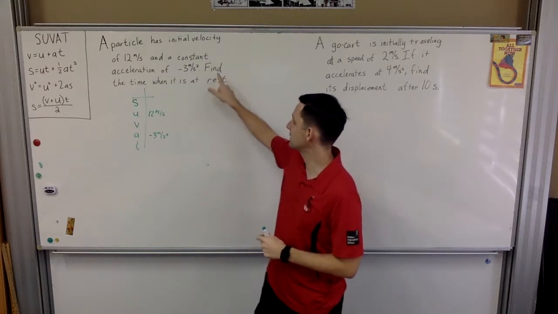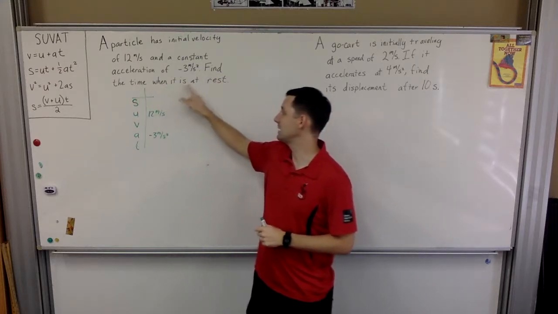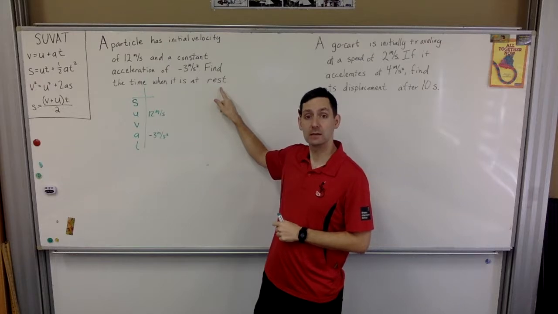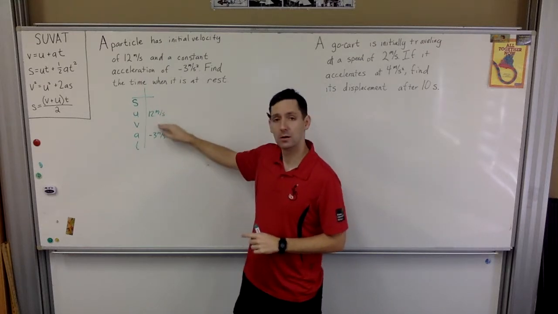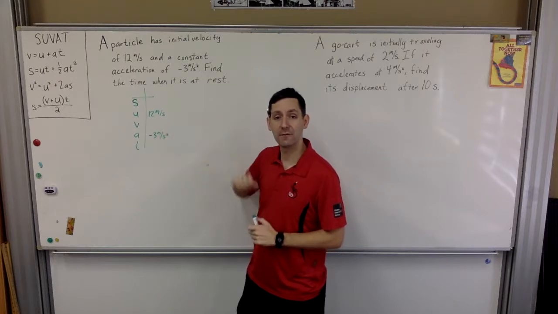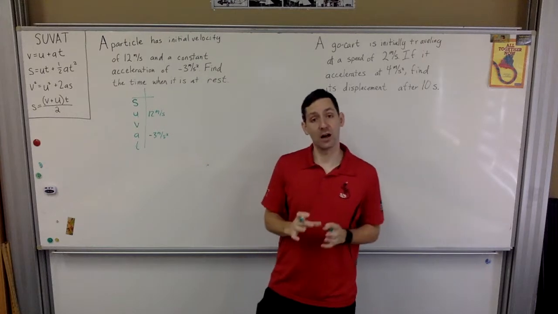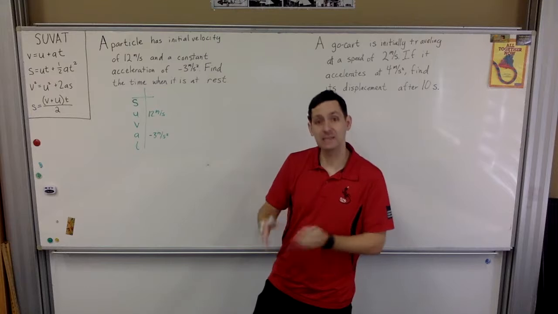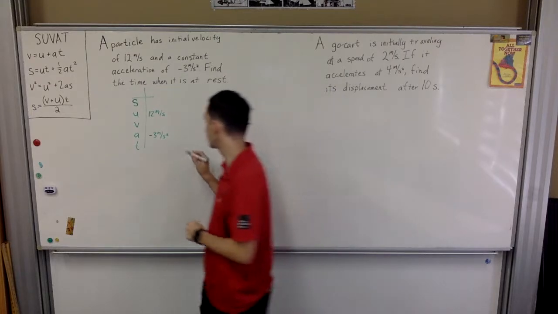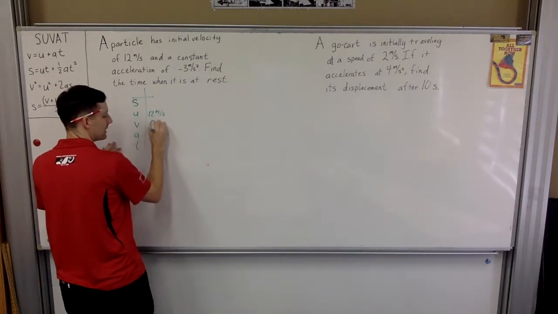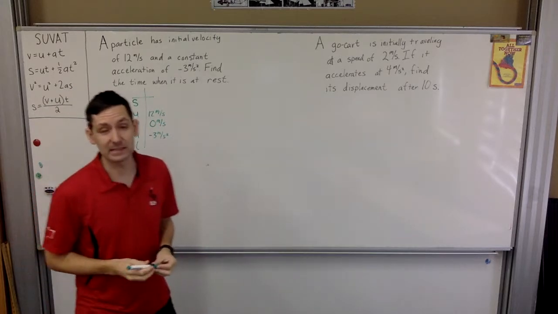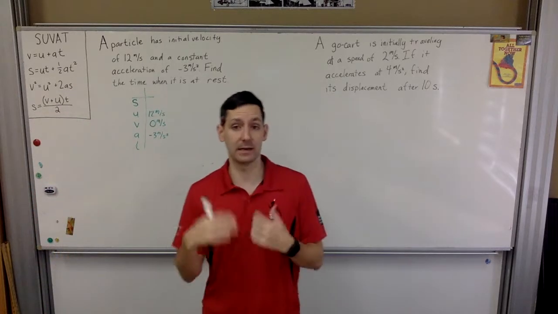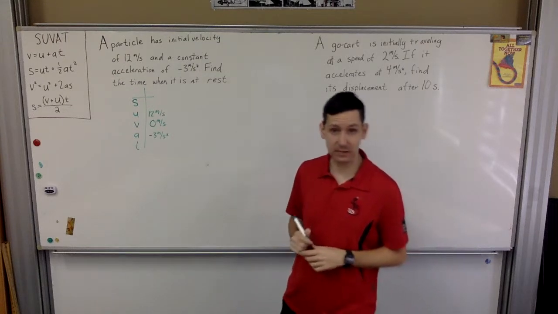In the question itself, it says find the time when it is at rest. If it's at rest, which of these do I know? I know the final velocity. The final velocity, in order for it to be at rest, is 0 meters per second. Now, it doesn't necessarily mean it's going to stay at 0 meters per second. It just means at that instant in time, it is at rest. It's traveling 0 meters per second.